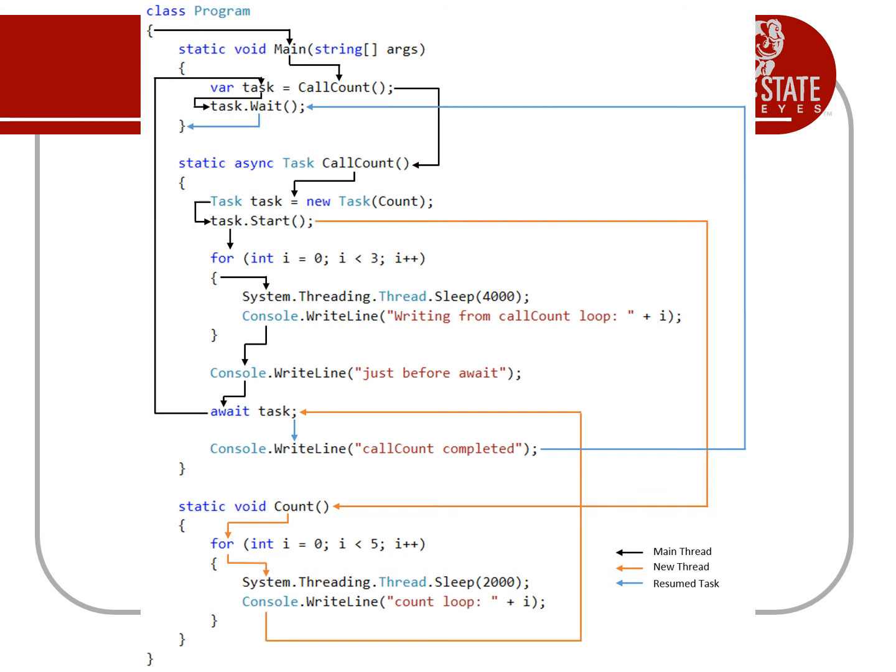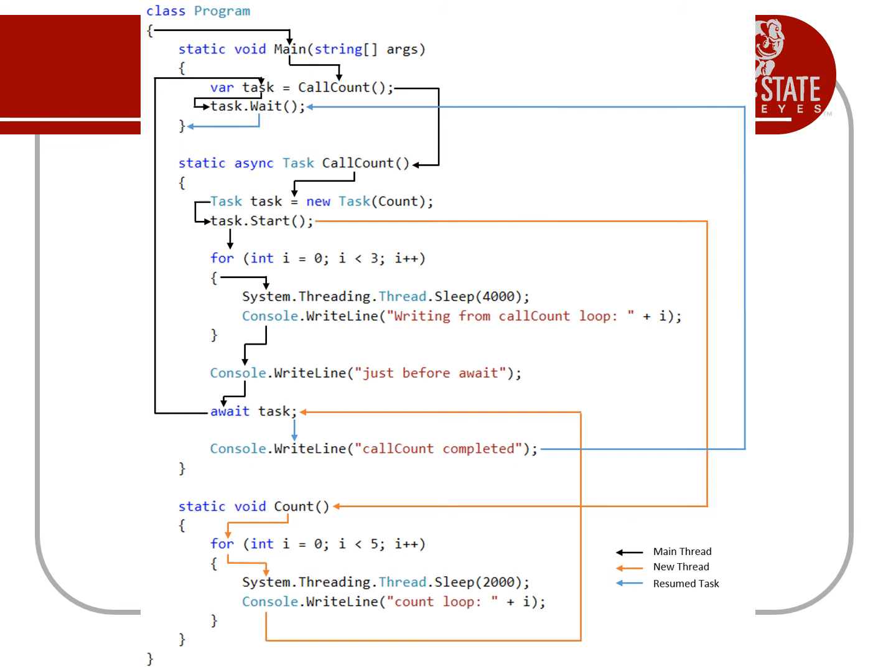Okay, so we've started a task, and now we call task.start. That will hit a different thread, and so count will start executing on this new orange thread. Since I haven't said, hey, let's stop and return to the caller yet, I'm just going to keep executing whatever I want here.